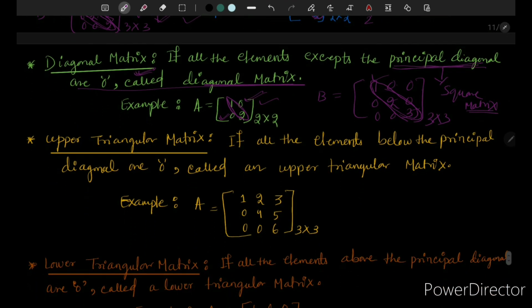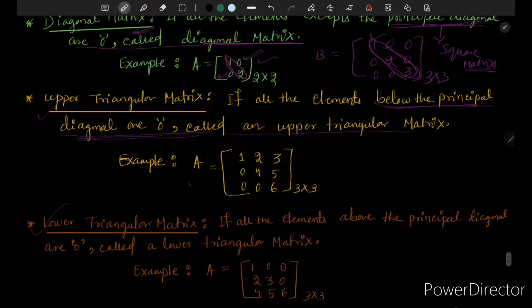Then come to another type of matrix, called upper triangular matrix and lower triangular matrix. So what is an upper triangular matrix? If all the elements below the principal diagonal are 0, then it is called an upper triangular matrix. So here you can see that A is a matrix having the elements 1 2 3, 0 4 5, 0 0 6. And this is a 3 by 3 matrix because we have rows equal to 3 and columns equal to 3.